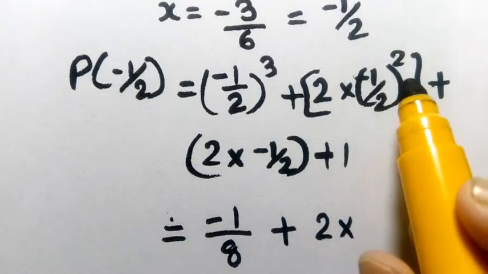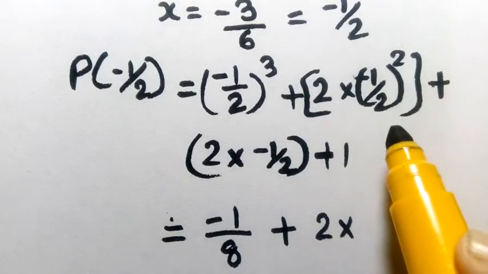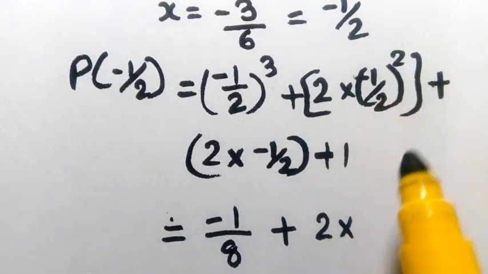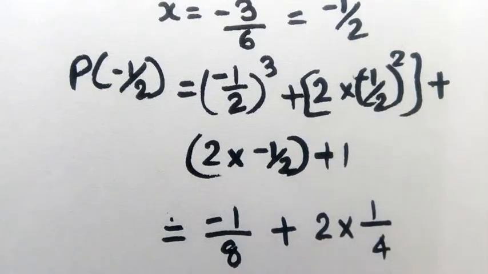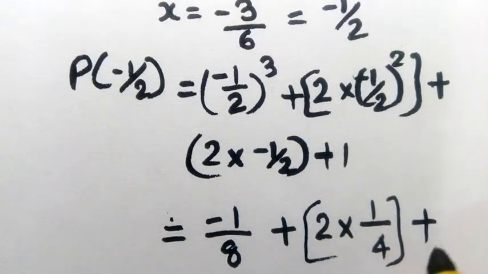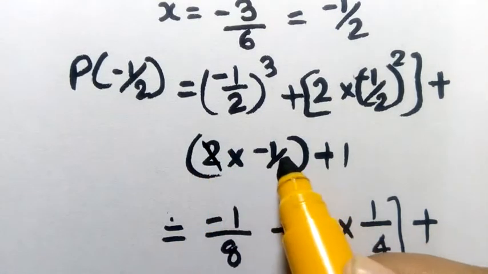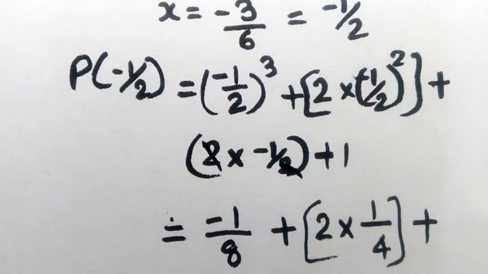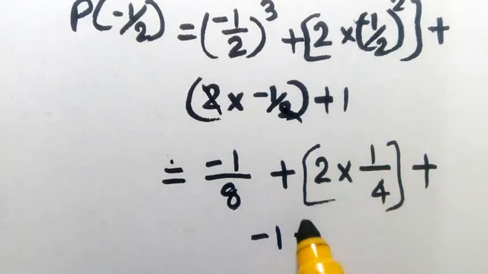(minus 1 by 2) whole square. (Minus 1 by 2) whole square means minus 1 square by 2 square. Minus 1 square is 1, 2 square is 4. So (minus 1 by 2) whole square is 1 by 4. Then plus 2 into minus 1 by 2. So 2 and 2 will cancel. Balance we have minus 1. After that plus 1. Okay.